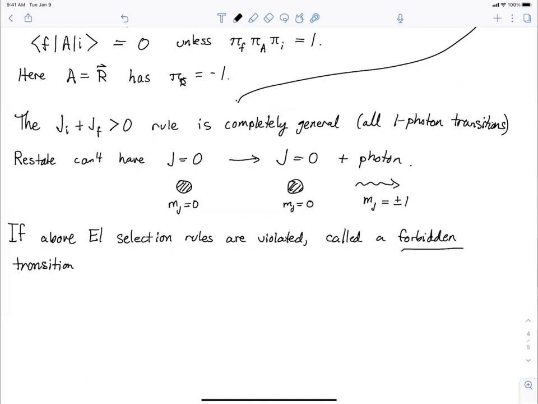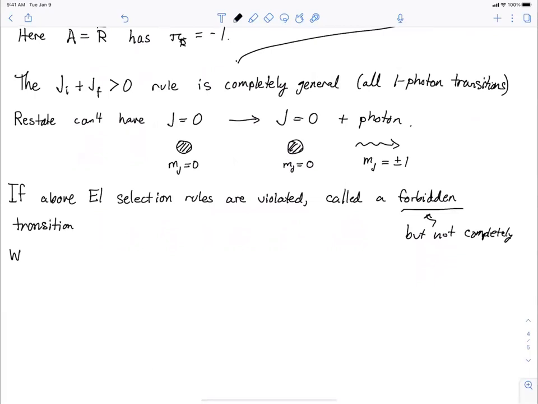Okay, but not completely, because it's only forbidden within the approximation that we made. Nevertheless, the jargon is that it's forbidden. So there are ways around it. Here are two big ways around it being forbidden.